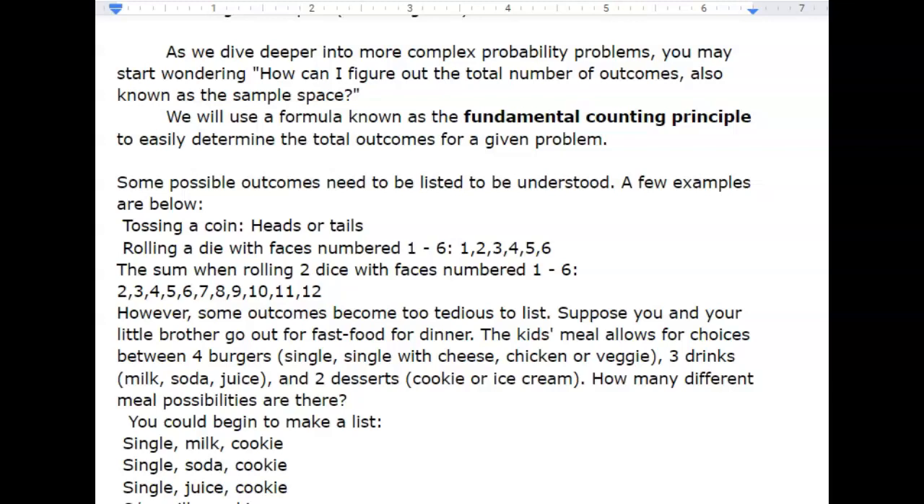So when we were playing Yahtzee, you were rolling a die. And each time you did that, you had the choices of 1, 2, 3, 4, 5, or 6. So what is the probability then of rolling a Yahtzee? You have a 1 in 6 chance of rolling any number, 1, 2, 3, 4, 5, or 6.